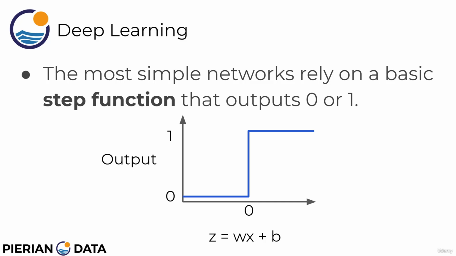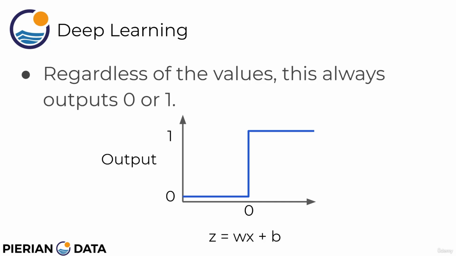Okay, so I just mentioned if we're doing a binary classification problem, it would be really nice if the neuron always spits out either a 0 or 1. So the absolute simplest networks can rely on a basic step function that outputs 0 or 1. All we do, dependent on the value of z along here, we can see the x-axis, is if the value of z is less than 0, we output 0. If the value of z is greater than 0, then we output 1. So regardless of the values, what's nice about this is it's always going to output 0 or 1.